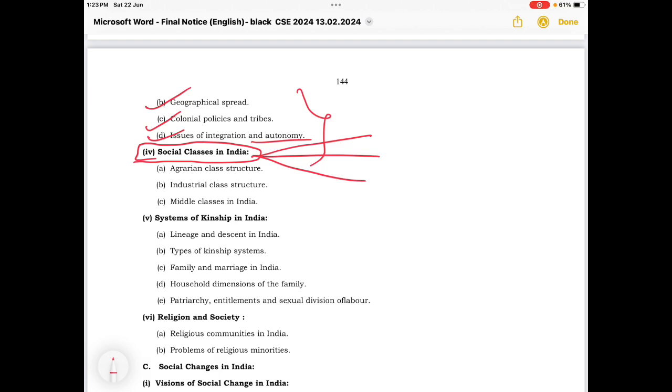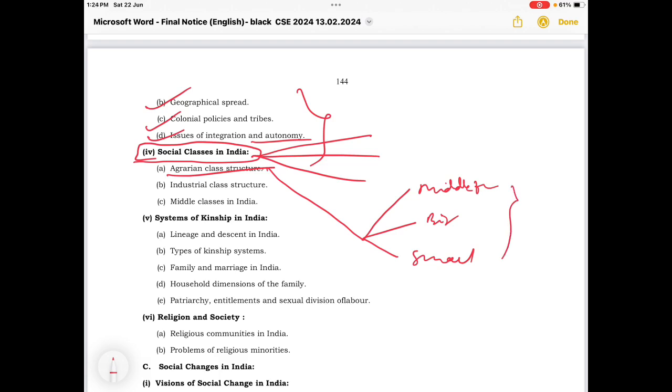In agrarian class structure, we will see how different classes, the middle farmers, big farmers, and small farmers, are there. So different kinds of farmers are there, where some farmers having big chunks of land are also known as zamindars. You will see how the relationships were between those farmers, those groups. So, agrarian class structure.